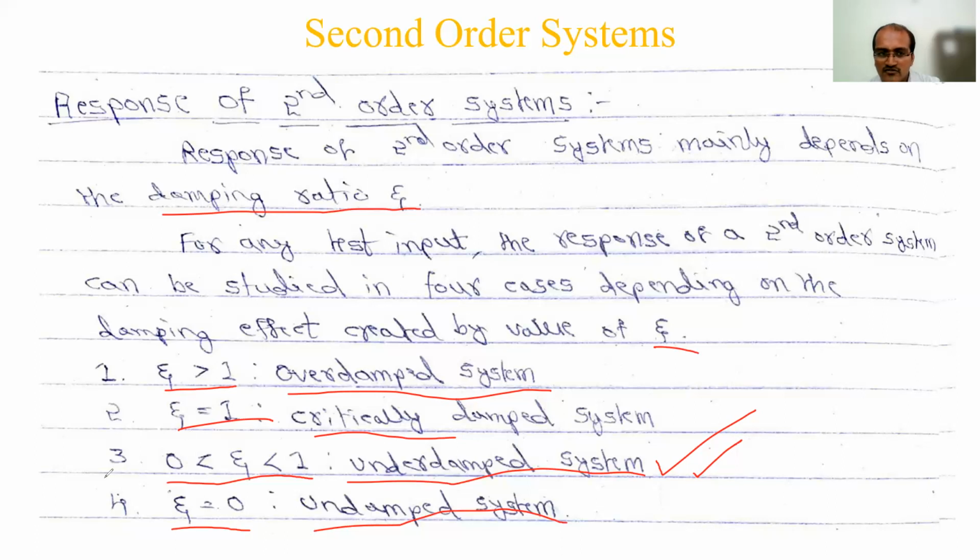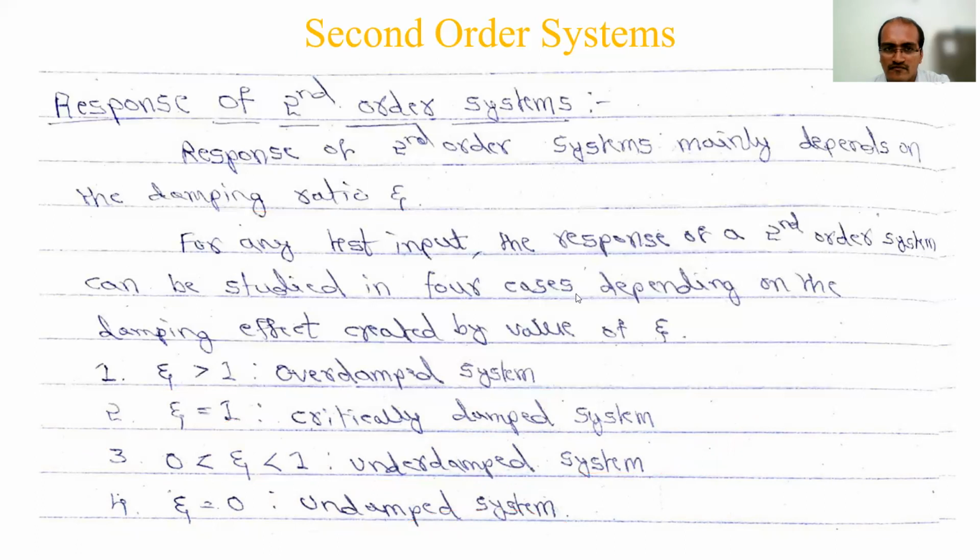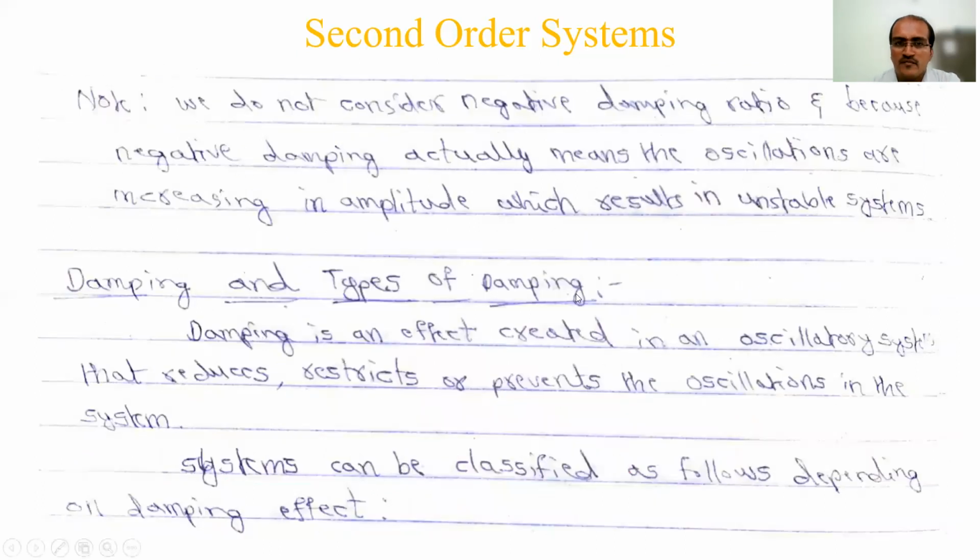In that, the third one I have shown, zeta value 0 to 1, is the important case, and we will consider this more, and to some extent zeta equal to 1, not the other cases. We'll see that one by one in the next. Before that, we'll try to define the various types of damping based on the names I have given now.